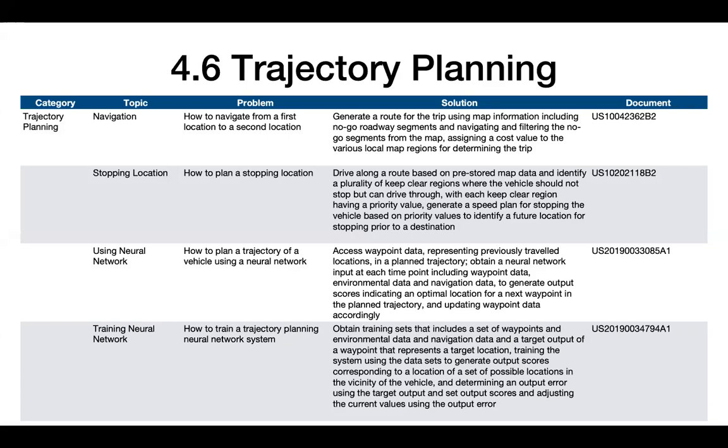All right, how to navigate from a first location to a second location, generate a route for the trip using map information, including no-go roadway segments, and navigating and filtering the no-go segments from the map. So we have a map that has certain regions that we can and can't drive in an autonomous mode, and we're filtering out the non-autonomous mode regions, and assigning a cost value to the various local map regions for determining the trip. Hold on one second, I need to take a sip of water.